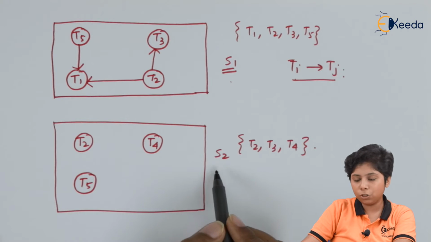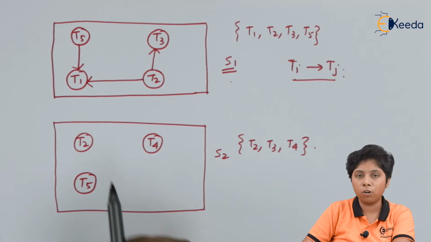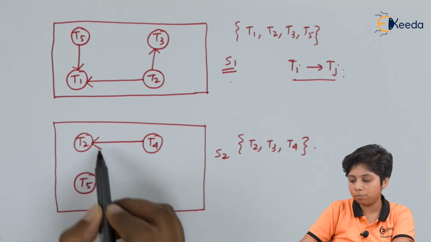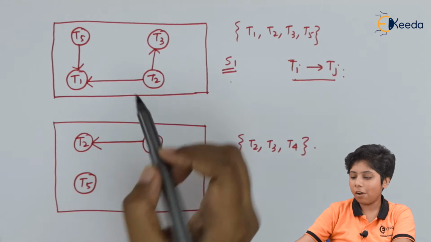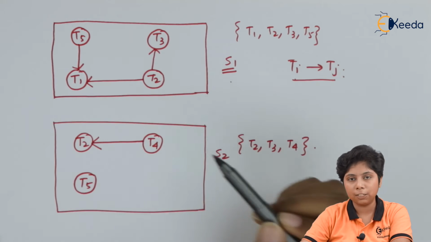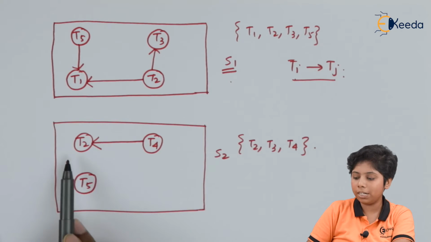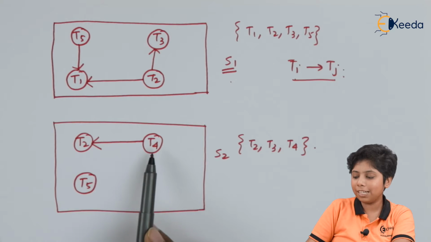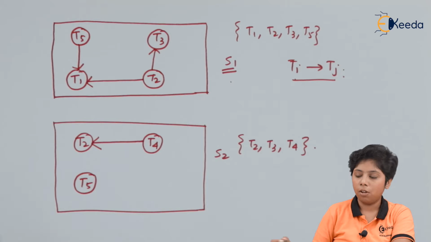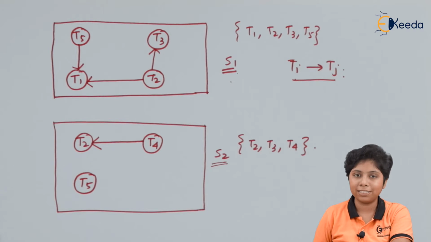Now in S2, T2 is requesting a resource that is held by T4. So now we will put an edge from T4 to T2. Now you can see that from T2 we have T3 and T1, so it needs resources from T3 and T1, and now T4 needs a resource from T2. So we can say that T4 is also waiting for T1 in a cyclic way, where these two graphs belong to S1 and S2, two different sites.